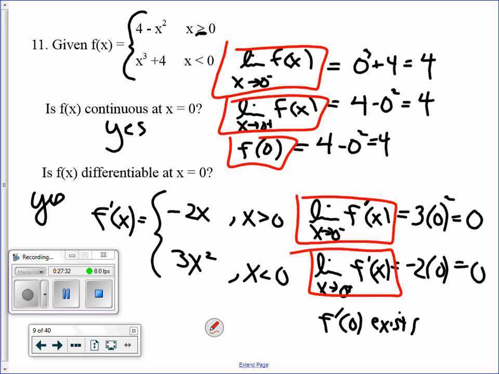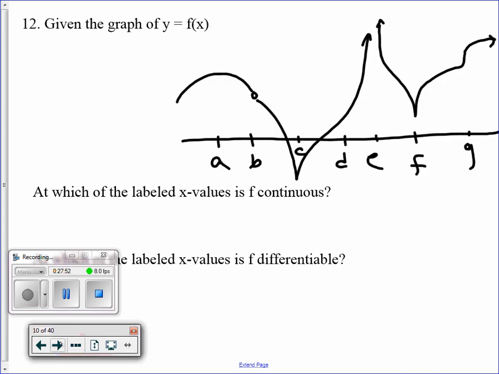So to show it's continuous, you've got to show the left and right hand limits of the function are equal, as well as the actual functional value, that all three numbers are the same. To show the derivative exists, you have to show that the left hand and right hand limits of the derivative are the same. Okay, next one.